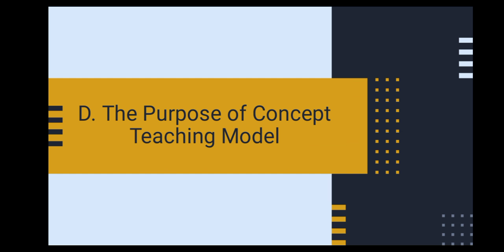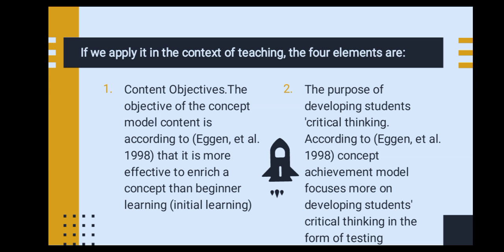D. The purpose of the concept teaching model. If we apply it in the context of teaching, the four elements are: first, content objective. The objective of the concept model content is, according to Agent et al. 1998, that it is more effective to enrich a concept than beginner or initial learning, and will also be effective in helping students understand the relationship between concepts that are closely related and used in the form of reviews.